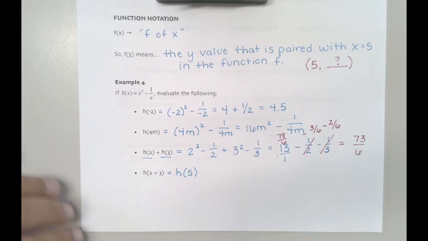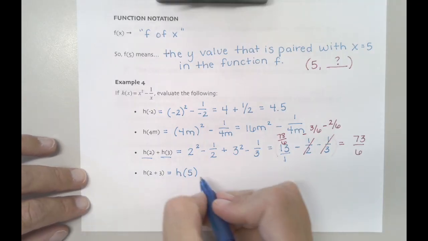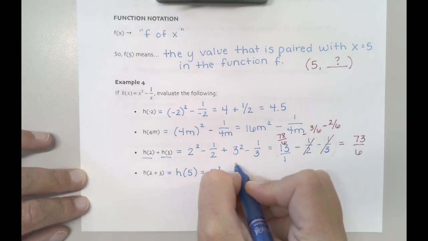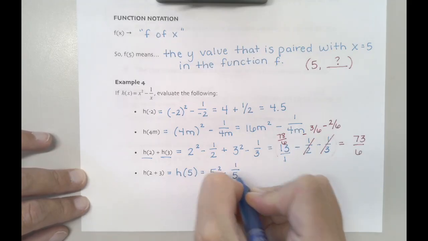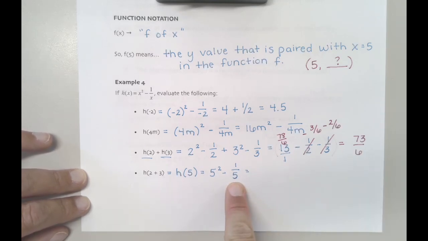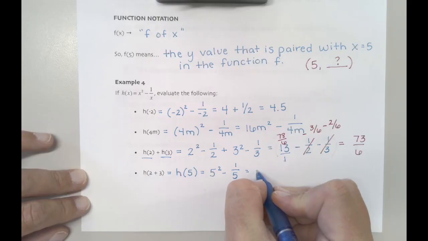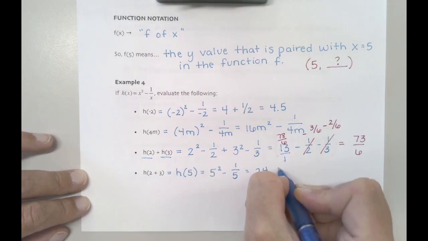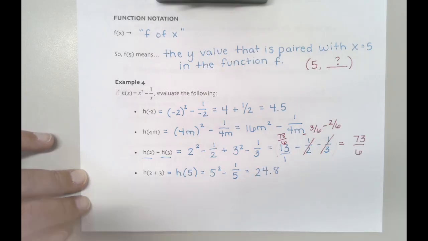All right, next one shouldn't be so bad. Next one, we're just plugging in a 5. So we get 5 squared minus 1/5. That's 25 minus 1/5. 1/5 is really 0.2. So, a couple different ways you could do it, but if I'm just thinking about decimals, I'm just going to say this is 24.8 because I did 25 minus 0.2.